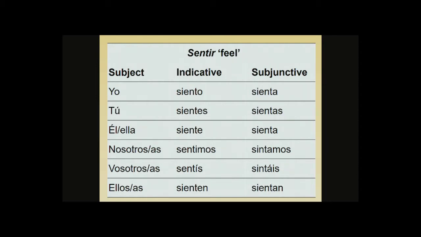So, let's take morir. Do you want to have a go? Indicative, do you want to start? I die, muero. Muero, mueres, muere, mueren. Morimos, and muere. Okay, that sounds good. And if you do use vosotros, it would obviously be morís.